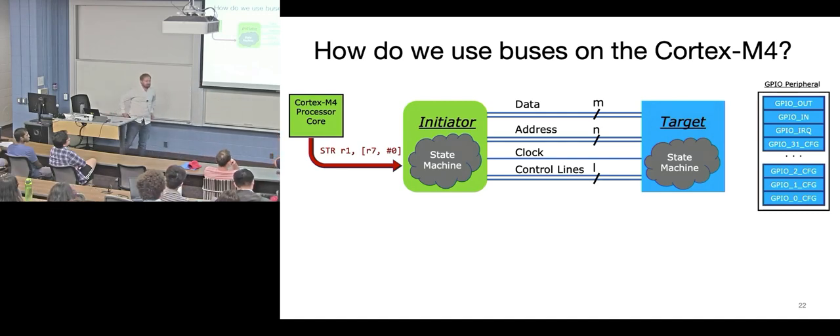Sorry, I still don't quite understand what this state machine is used for, because I saw that the state machine has a bunch of stages, like stage zero, one, two, three, four. What does that apply to in an initiator?